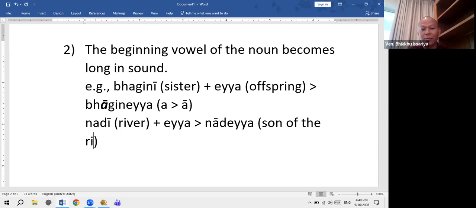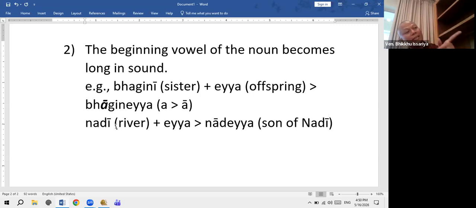That is why, instead of saying river, son of Nadi, it can be understood in this way. Nadi is the name of a person. But what does Nadi mean? Nadi means river.